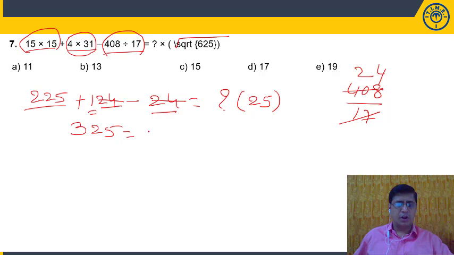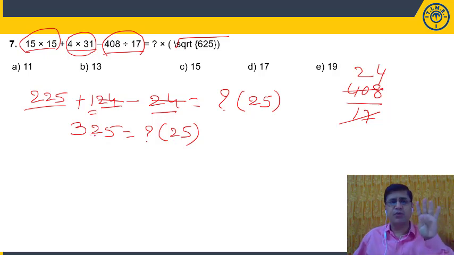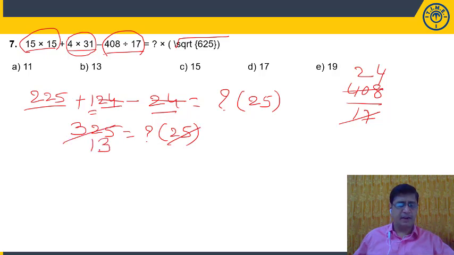325 is equal to question mark into 25. My dear students, how many times does 25 go in 325? In 100 there are 4 25s. In 300, 4 into 3 is 12, plus 1, 13. So what is the result? It goes exactly 13 times. So the right choice is option B. B is the right choice.